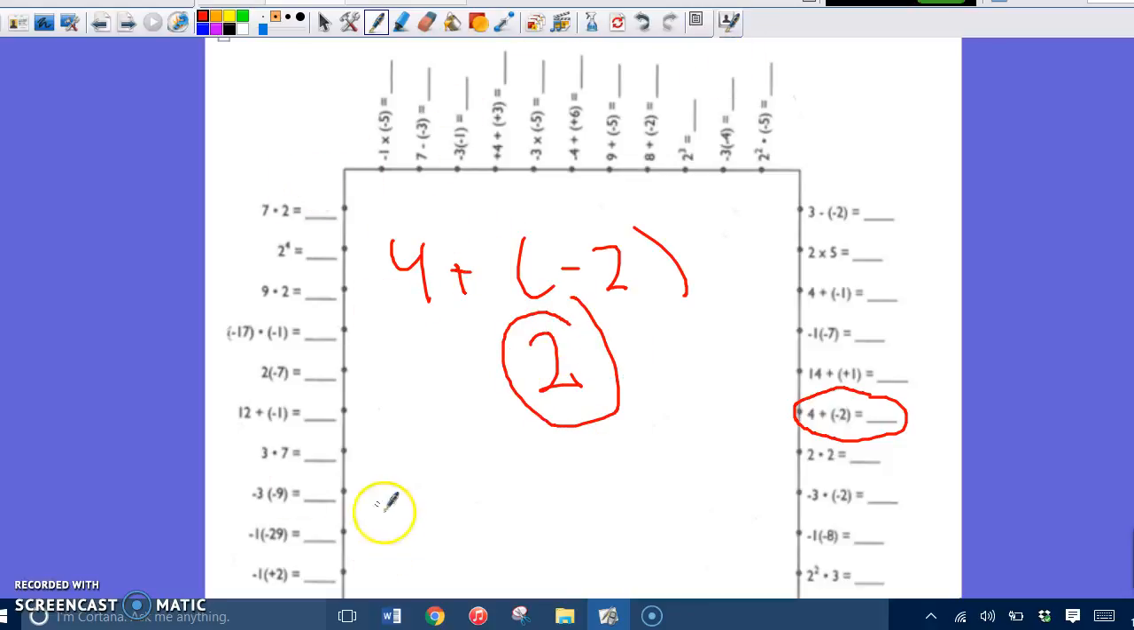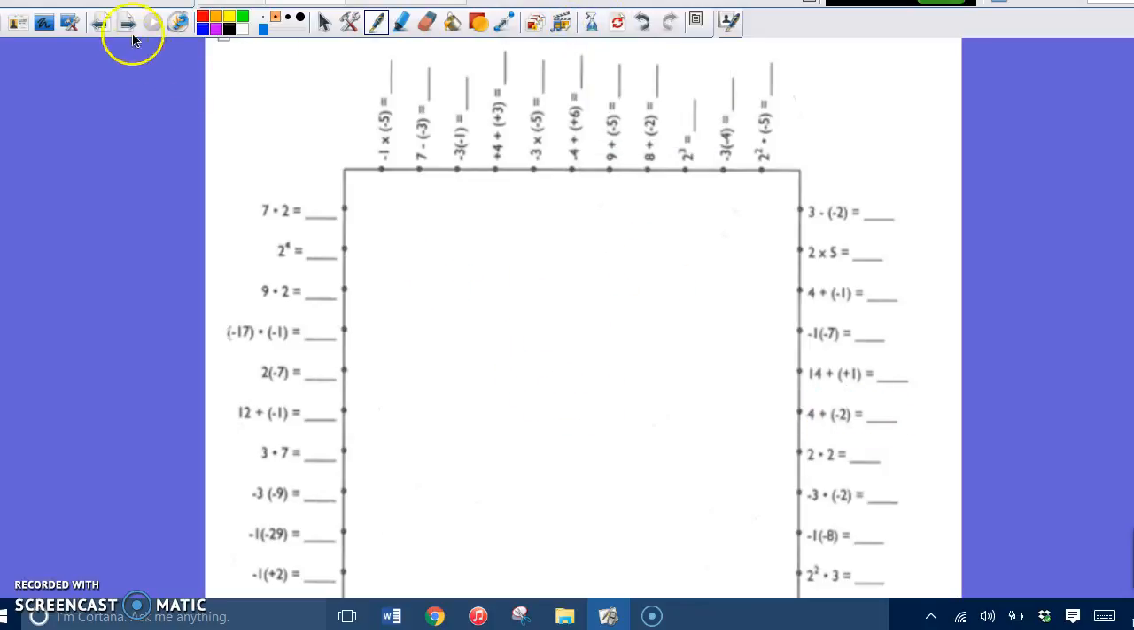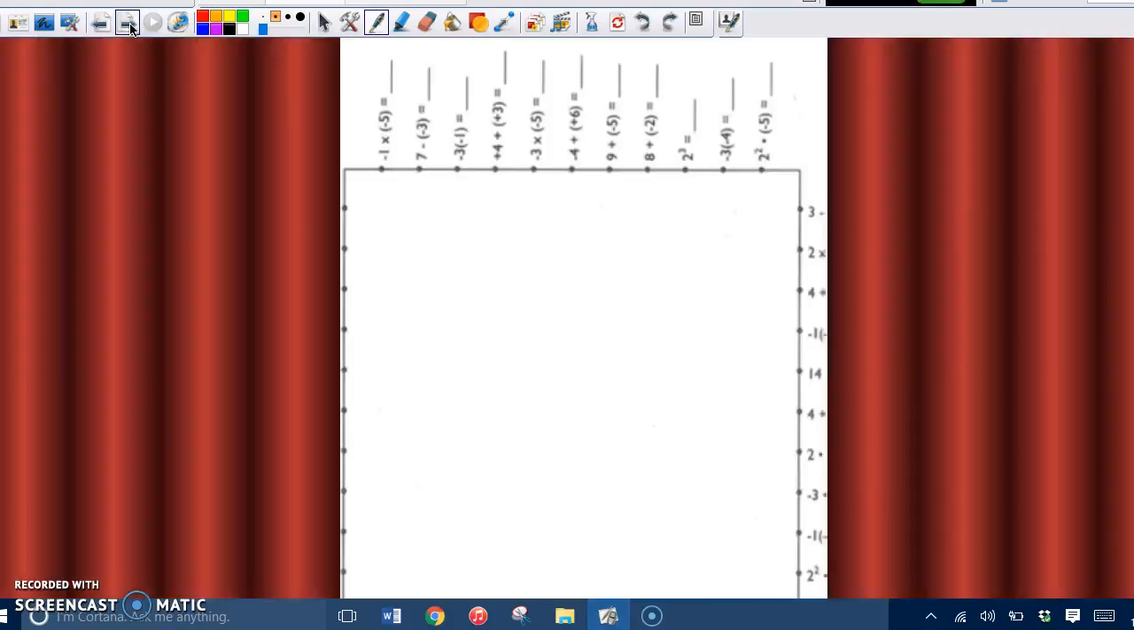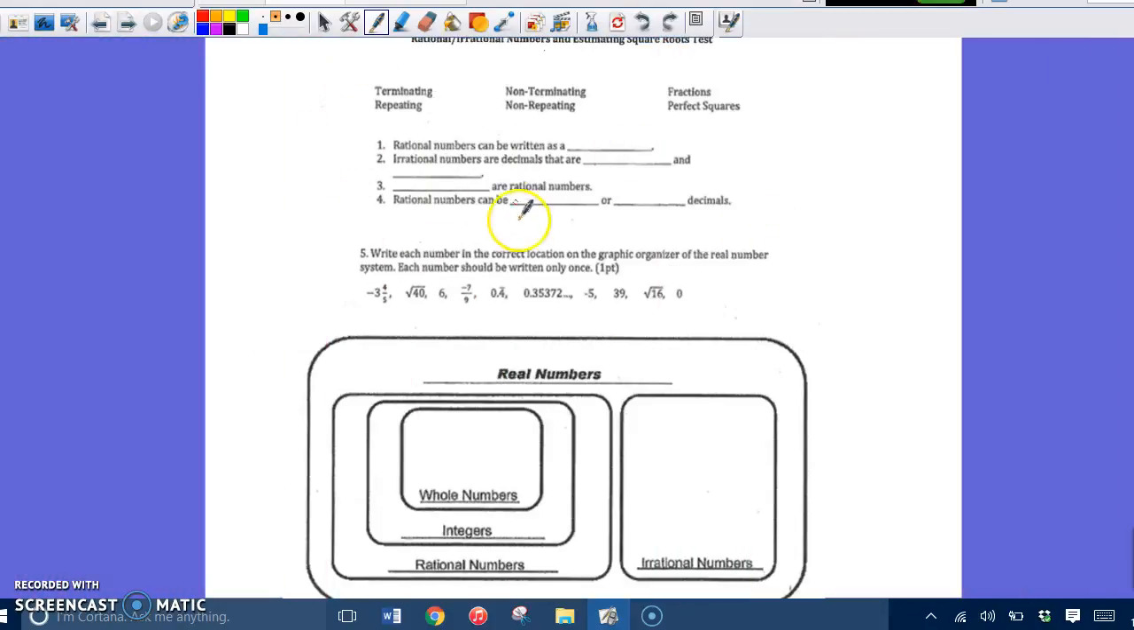You're supposed to do all these problems and then graph the dots for everything, and that's just a little bit too much, so we're not going to do that. So this is just additional integer rule practice if you need it, okay? I'm going to move on because that sheet does not have to be completed for your packet. So, looking at the next thing, now we're going on to real numbers.